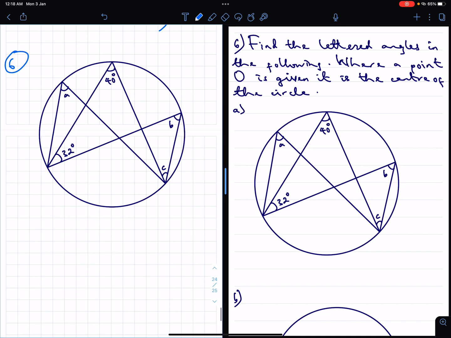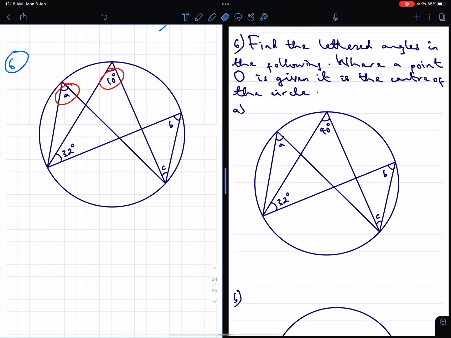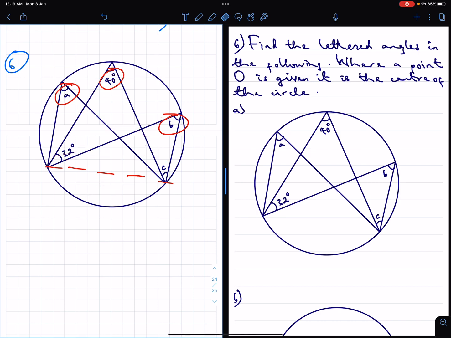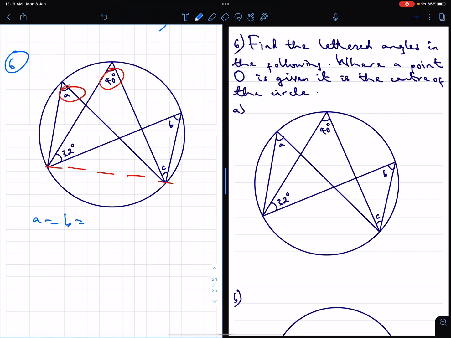Now how do I find them? I can see that angles A, 40 and B are in the same segment. If I divide the circle into 2 segments this way, this is one segment and this is another. So A, B and 40 are in the same segment, so that means they are equal. So A equals B, which also equals 40 degrees. So A is 40 degrees and B is also 40 degrees.